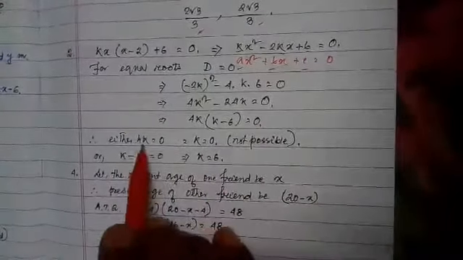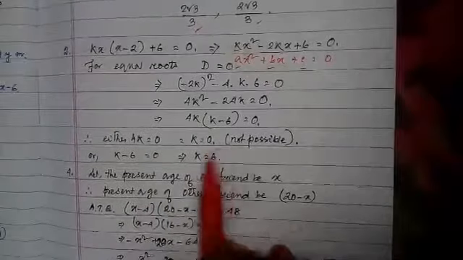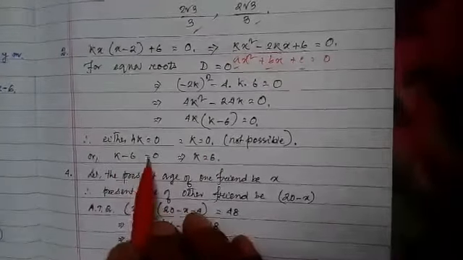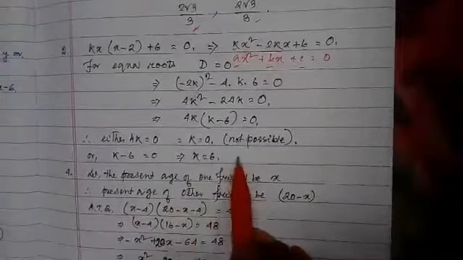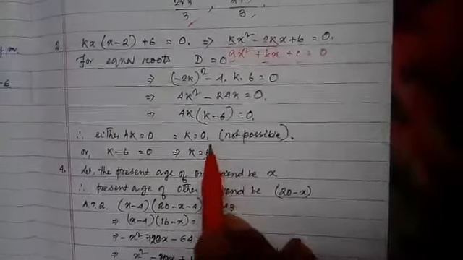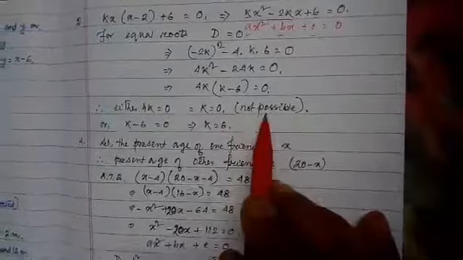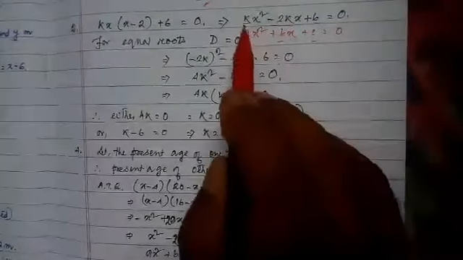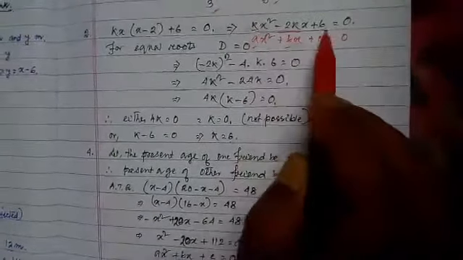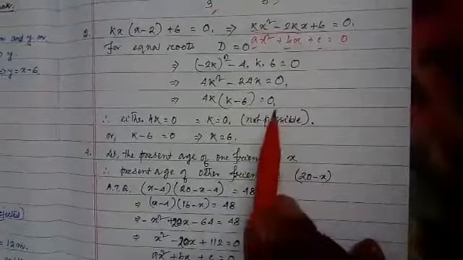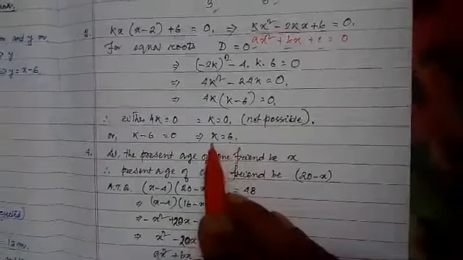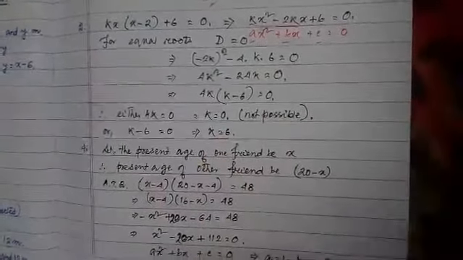Therefore, either 4k is equal to 0 or k is equal to 0, and k minus 6 is equal to 0, that is k is equal to 6. So, probable values of k are 0 and 6. But k is equal to 0 is not possible, because if k is equal to 0, then this equation no more will be a quadratic equation. Therefore, acceptable value of k is equal to 6.